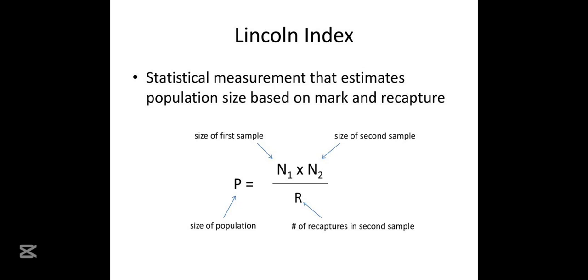That's our R. Okay, so if we plug those numbers into the formula, it's 45 times 50 divided by 15. Right. And that gives us an estimated population size of 150 turtles. Cool, so that's how they use the Lincoln Index to get an estimate. Exactly. But there's a catch. This method only works if certain assumptions are met.